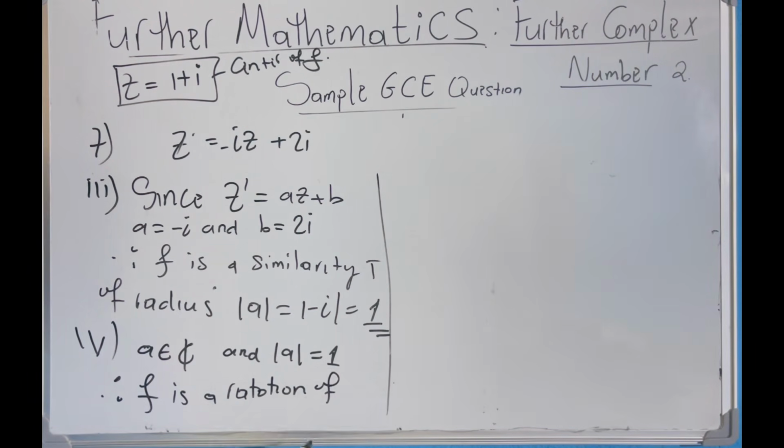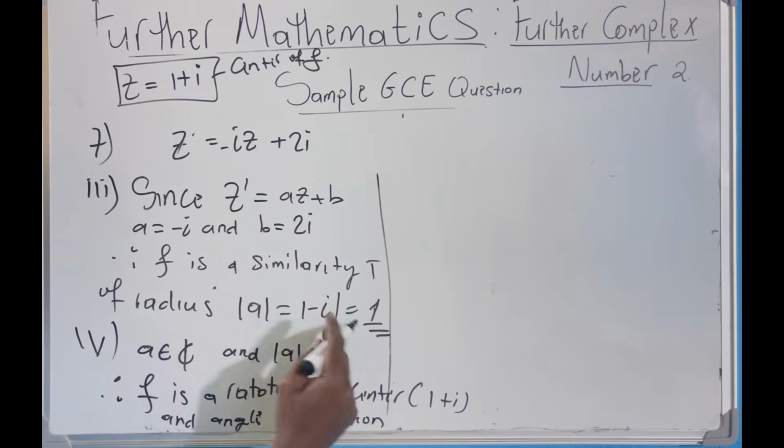So therefore, f is a rotation of center 1 plus i. Now the center is what? Of center 1 plus i, and what? f is a rotation of center and an angle of rotation.